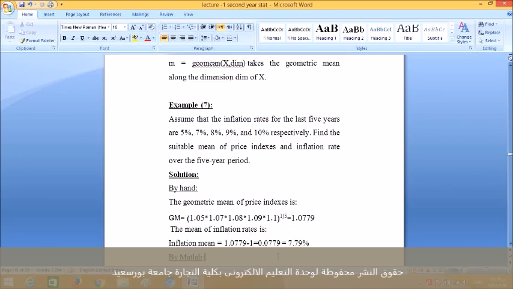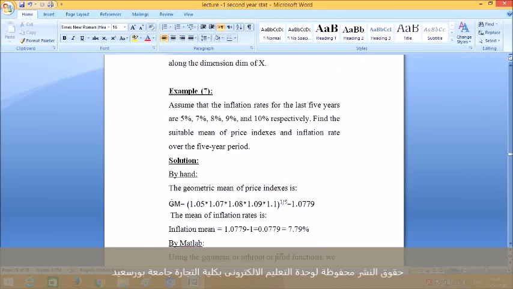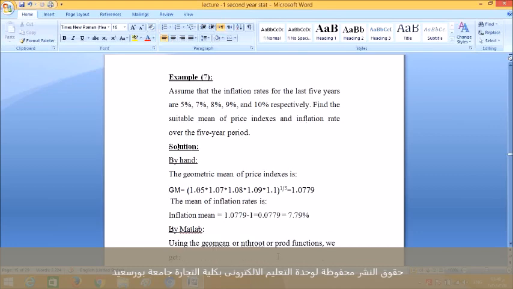So when using a data set in the form of rates, ratios or percents, you have to use the geometric mean instead of the mean. By MATLAB, using the geomean, nthroot or prod functions we get the result. So we have 3 functions to compute the geometric mean, but geomean is the best function to use here.